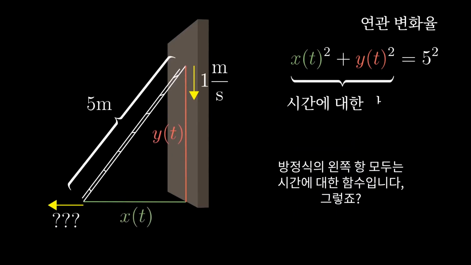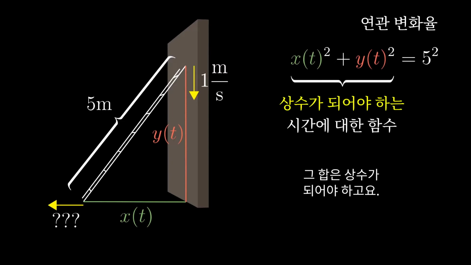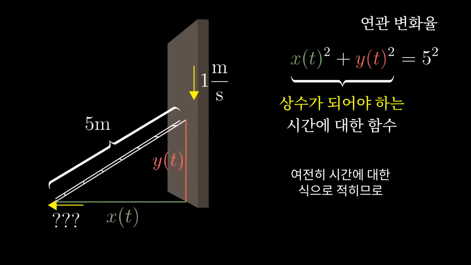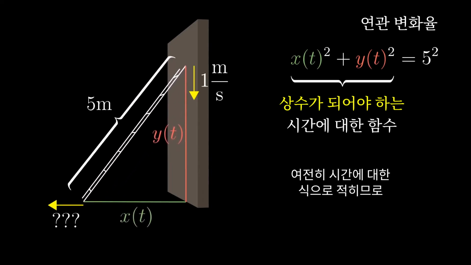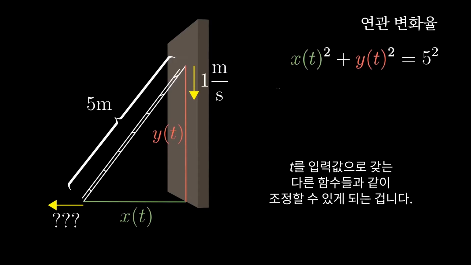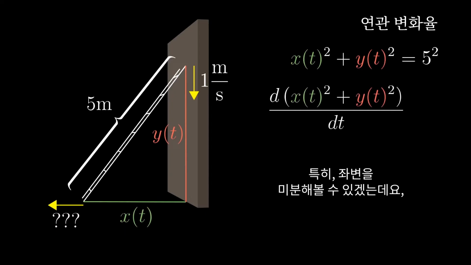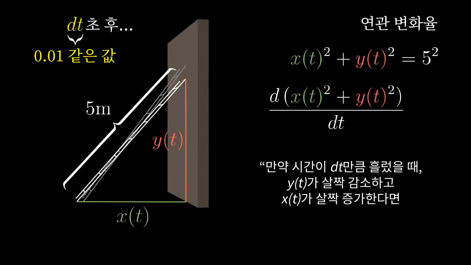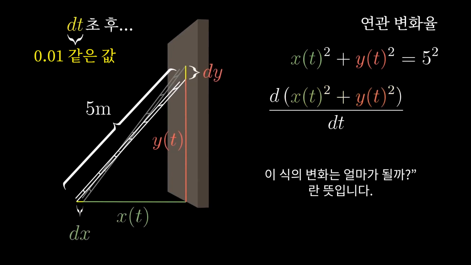This left-hand side of the equation is a function of time, right? It just so happens to equal a constant, meaning the value evidently doesn't change while time passes, but it's still written as an expression dependent on time, which means we can manipulate it like any other function that has t as an input. In particular, we can take a derivative of this left-hand side, which is a way of saying, if I let a little bit of time pass, some small dt, which causes y to slightly decrease and x to slightly increase, how much does this expression change?